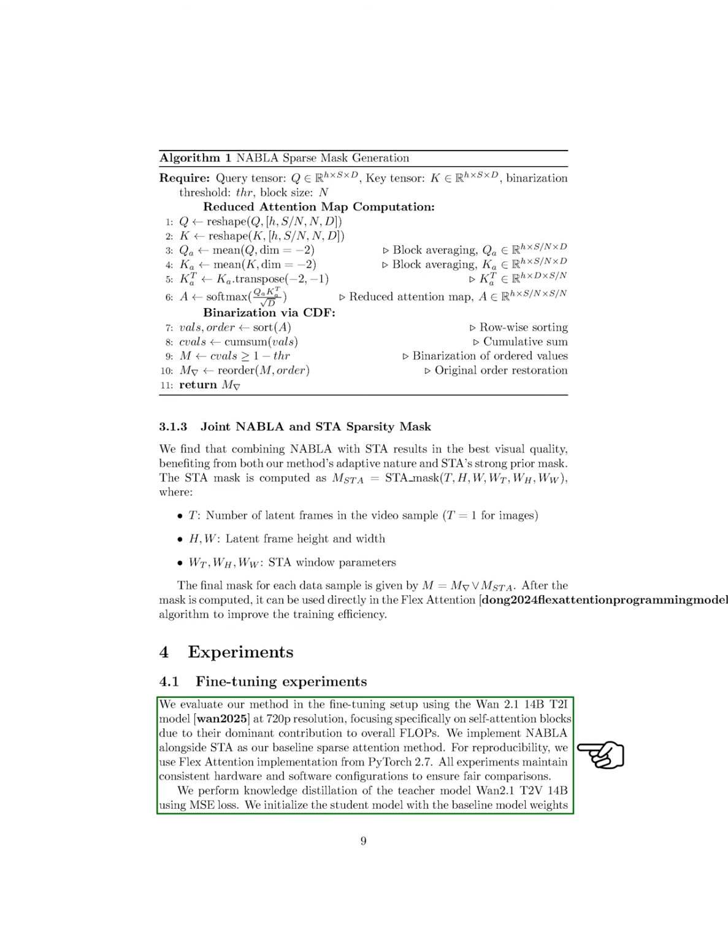In our fine-tuning experiments, we evaluate our method using the WAN 2.1 14B T2V model at 720p resolution, focusing on self-attention blocks due to their significant contribution to overall computational load. We implement NABLA alongside STA as our baseline sparse attention method, ensuring reproducibility with consistent hardware and software configurations. We perform knowledge distillation of the teacher model using mean squared error loss, initializing the student model with baseline weights and replacing all self-attention blocks with sparse attention. Detailed hyperparameter information is available in the appendix, along with our key findings.